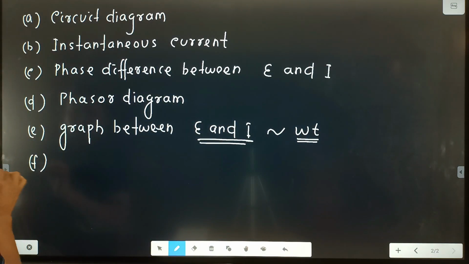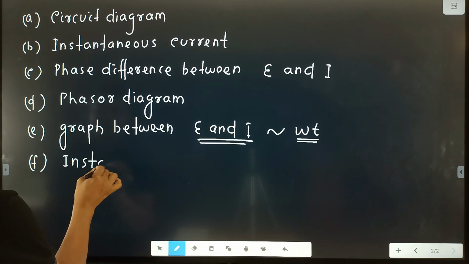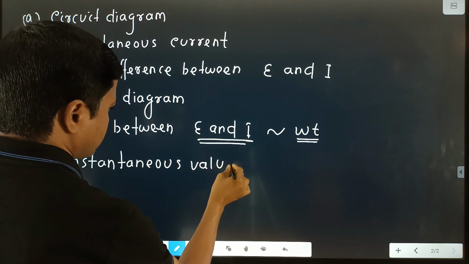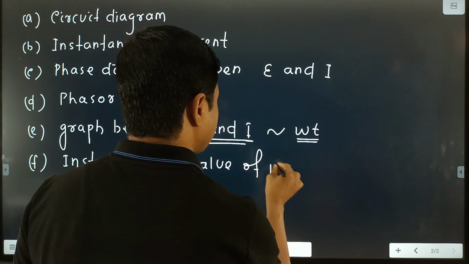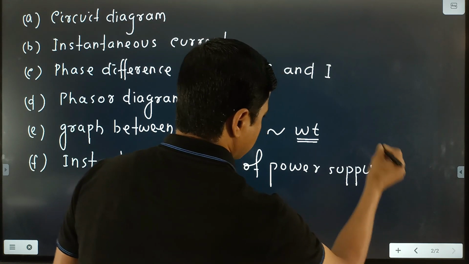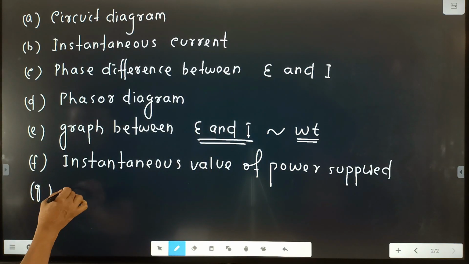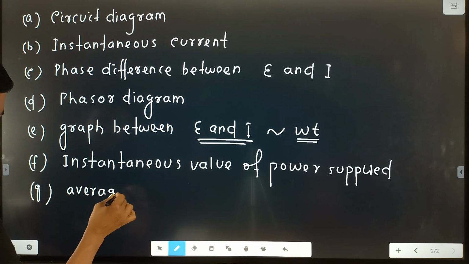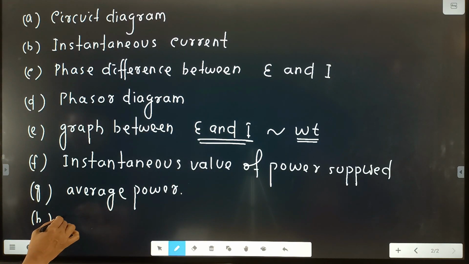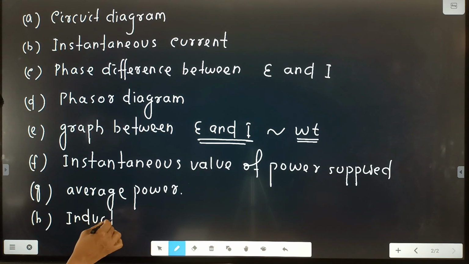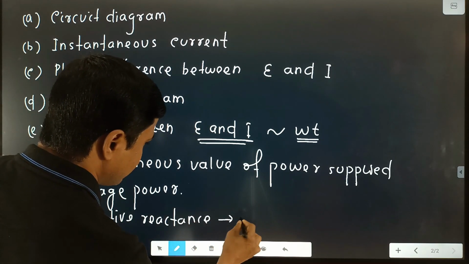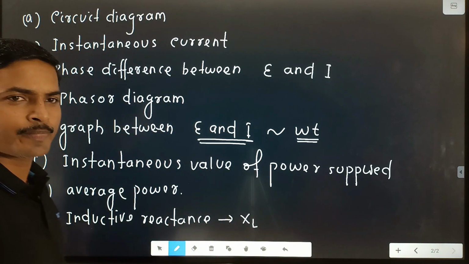Next, we will calculate the instantaneous value of power supplied, and then average power supplied. And the last point is inductive reactance. For inductive reactance here we write the symbol XL, clear?